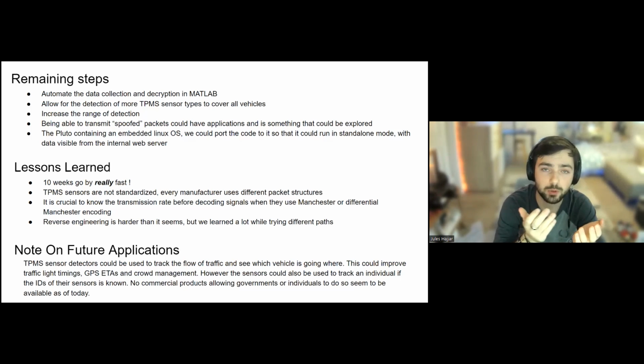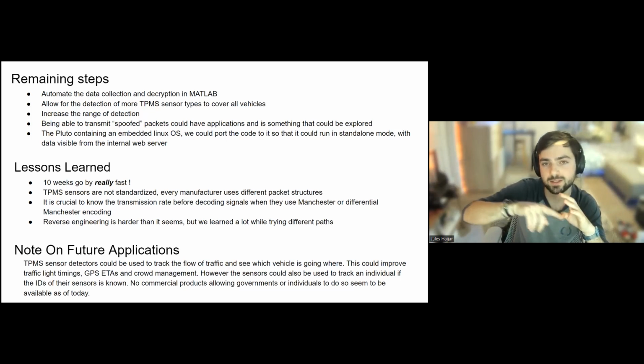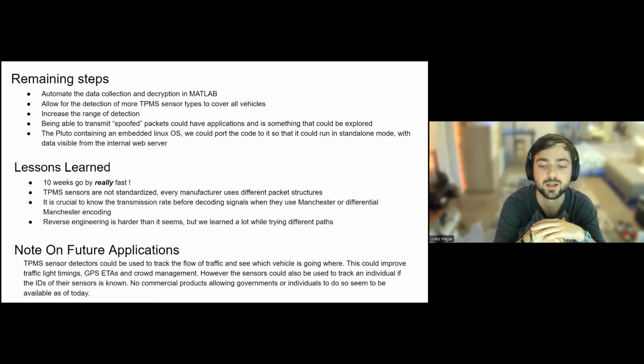And just a quick note on future applications of what kind of research we did. TPMS sensors could be used in the case of traffic control and optimization, because you could track where a car is going by just looking at the IDs of each sensor. And if you have receivers at different points in the city or on a road, you could trace what car is going where, and thus improve traffic light timings and GPS ETAs, or just traffic management in general. But no commercial products exist as of today, so that could be a good idea.